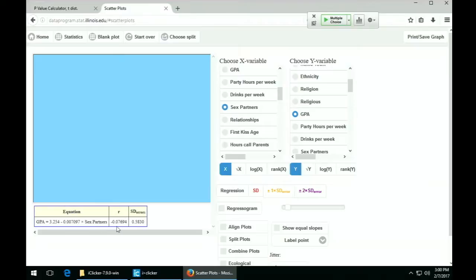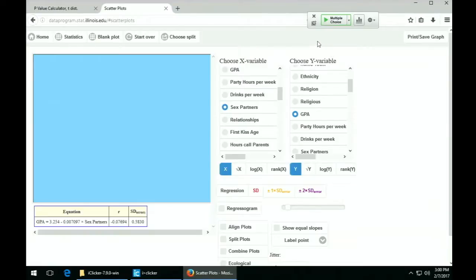This is GPA and sex partners. That tells you there's not much correlation there. A little negative. But I don't know why that was up there. I must have been looking at that last time. But now we're going to look at drinks versus GPA. And let's just start it.